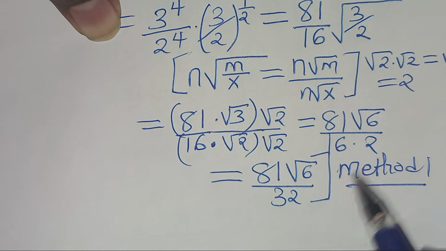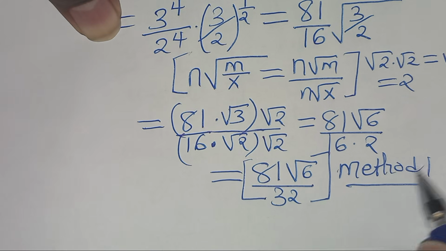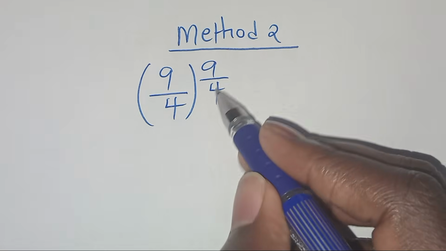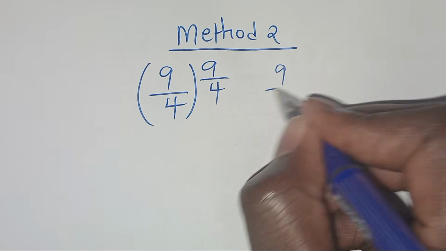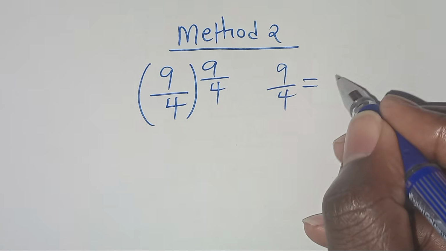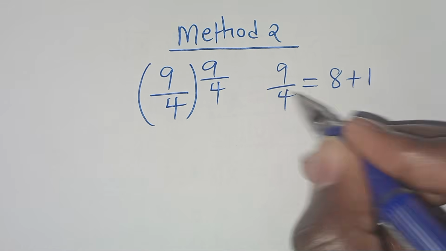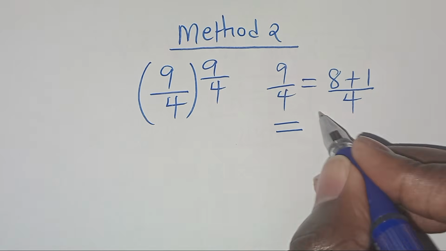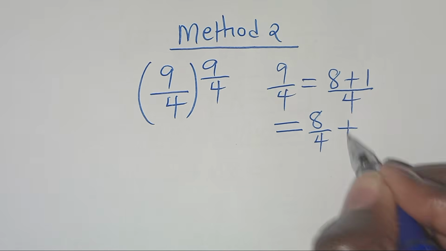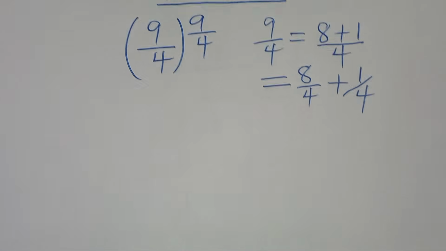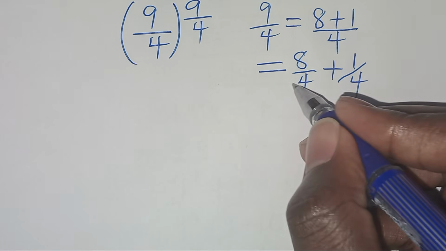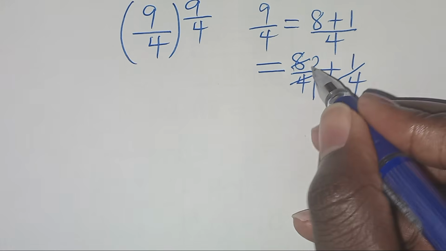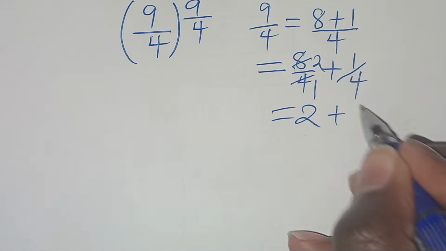So let's apply method 2. By applying method 2, we can express the power 9 over 4 as 8 plus 1 divided by 4, which is the same thing as 8 over 4 plus 1 over 4. So if you simplify here, 8 divided by 4 is 2. So this means that we have 2 plus 1 over 4.